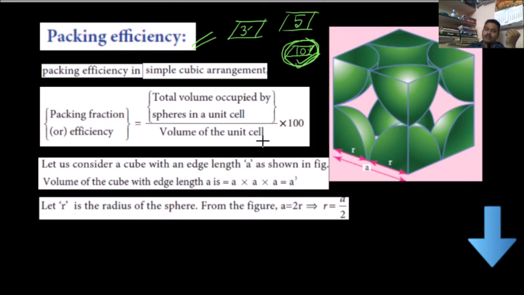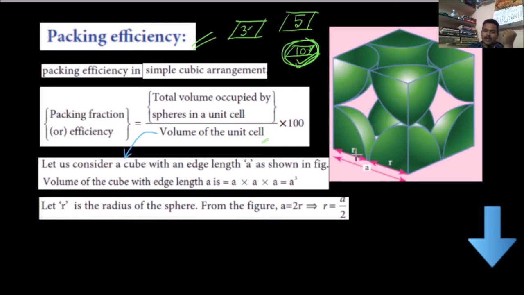The volume of the unit cell is common because we are always talking about a cubic system only. This is only going to vary from system to system. So first I will find out the volume of the unit cell. This denominator I will find in an easy way. The volume of the unit cell. This is a simple cubic unit cell. All the corners are occupied.